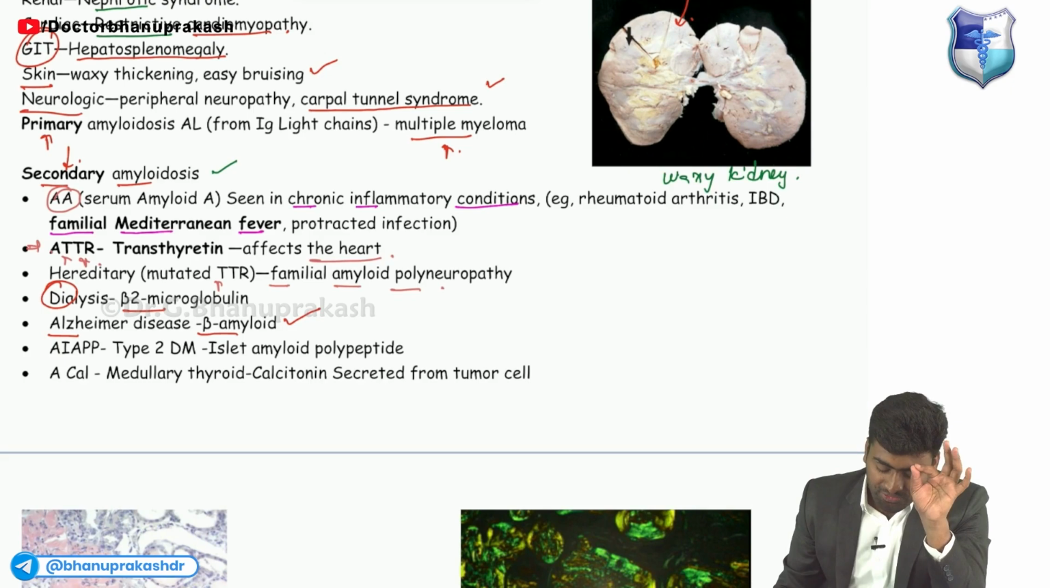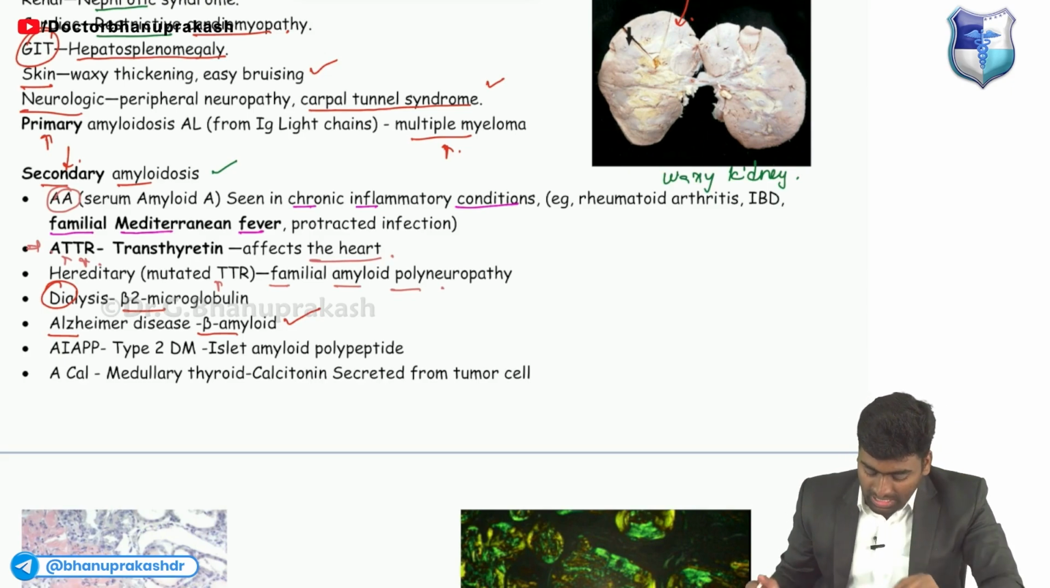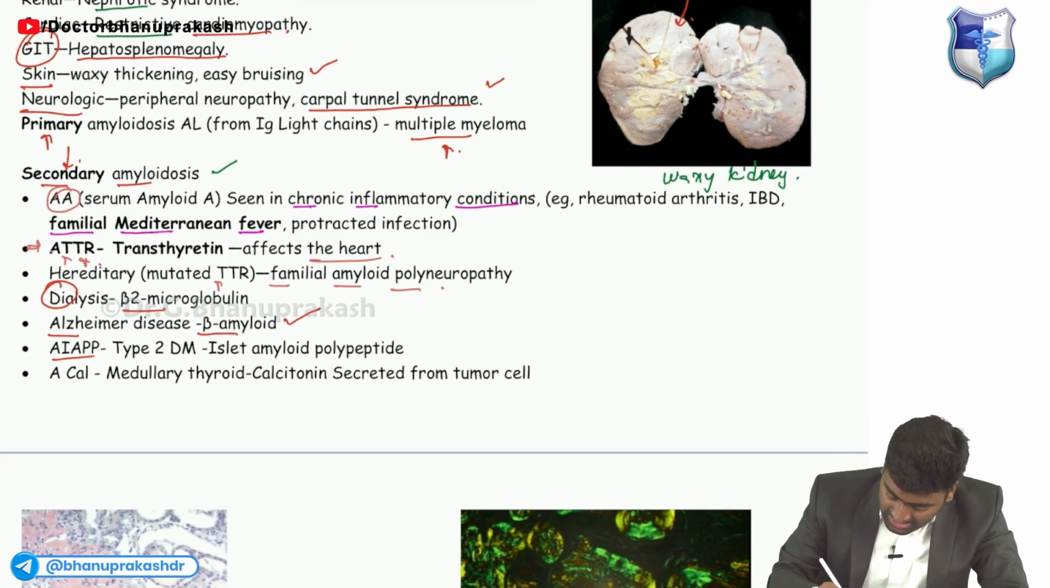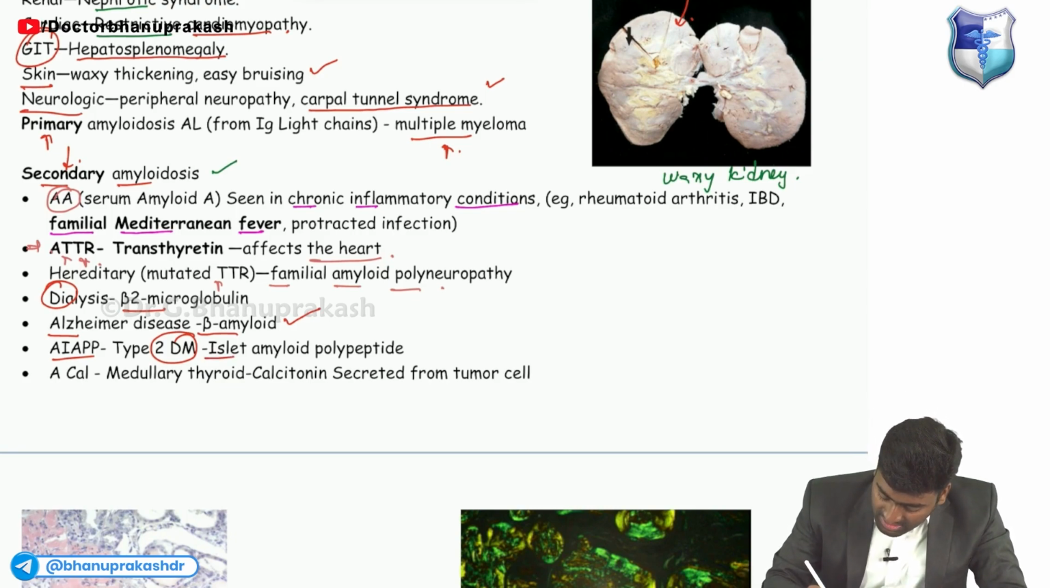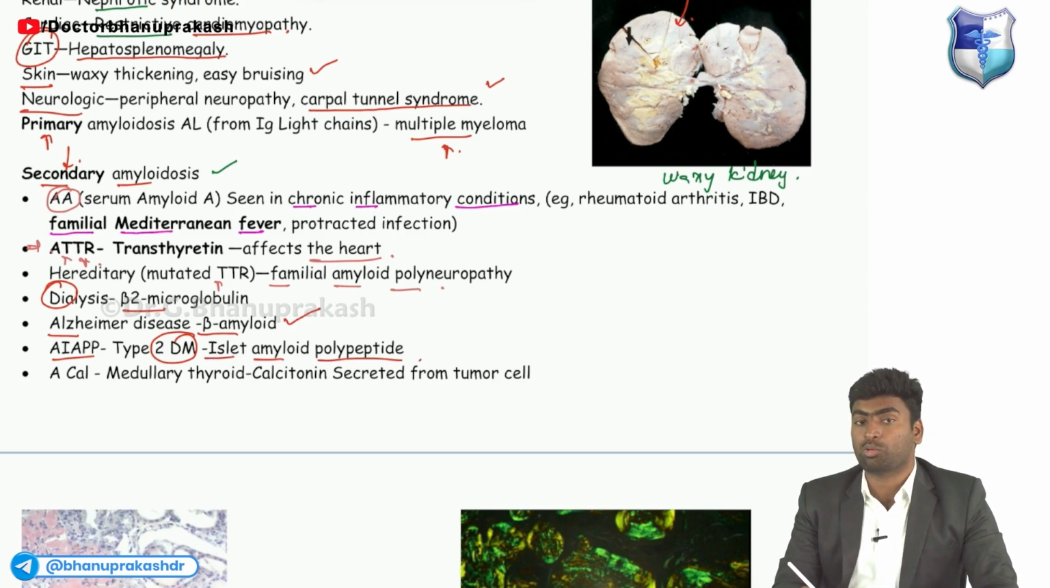AA will be seen in the case of familial Mediterranean fever. Okay, and AIAPP will be seen in the case of type 2 diabetes mellitus, where you will see islet amyloid polypeptide type of amyloid deposition.